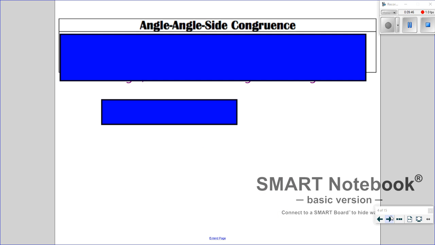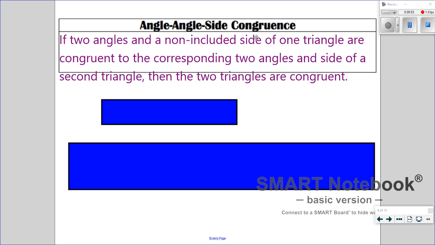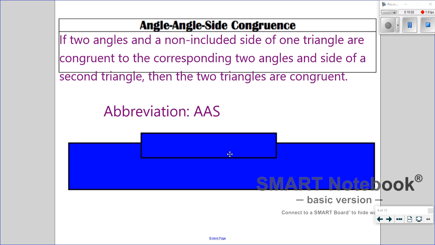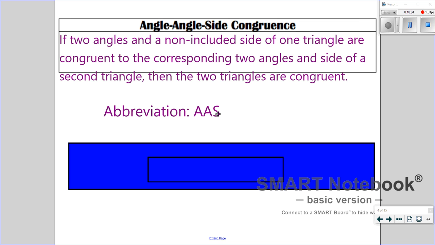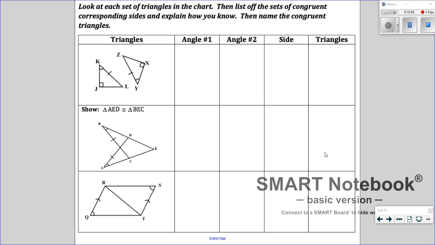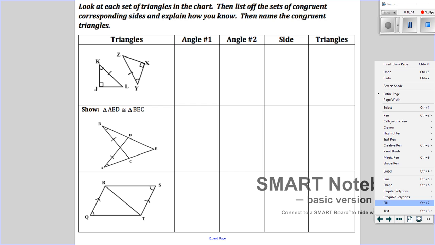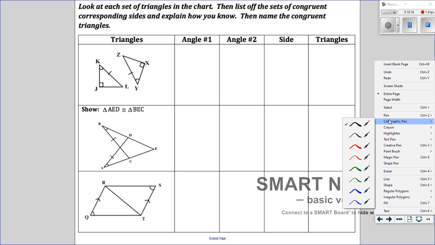Now the next one, angle angle side congruence, is basically if two angles and a non-included side of one triangle are congruent to the corresponding two angles and a side of the second triangle, then the two triangles are congruent by angle, angle, side. So we're going to do just two examples based on that. I'm not going to do the middle one, I'll do the top and the bottom. So I'm going to start highlighting what they gave us or marked.